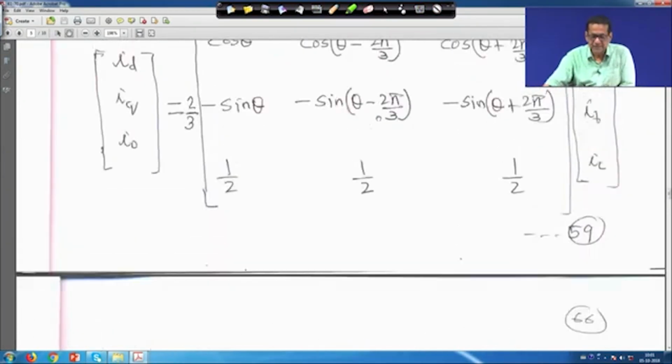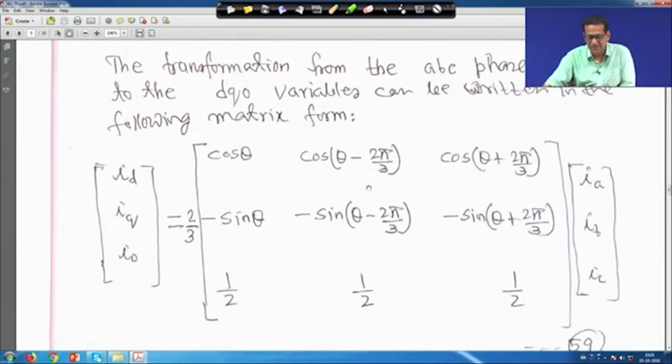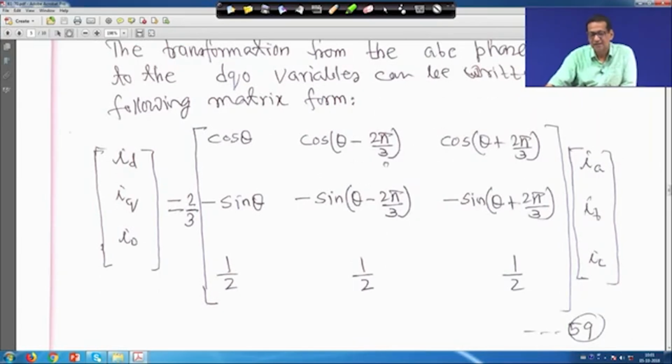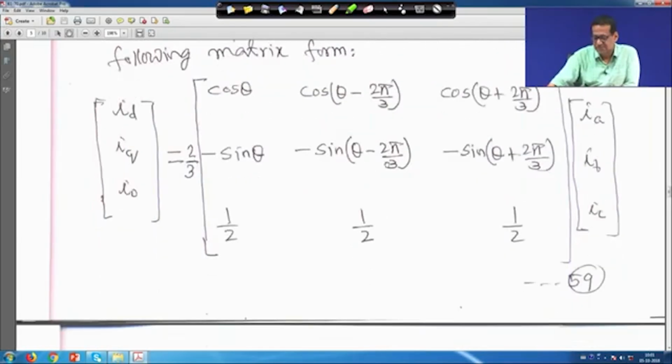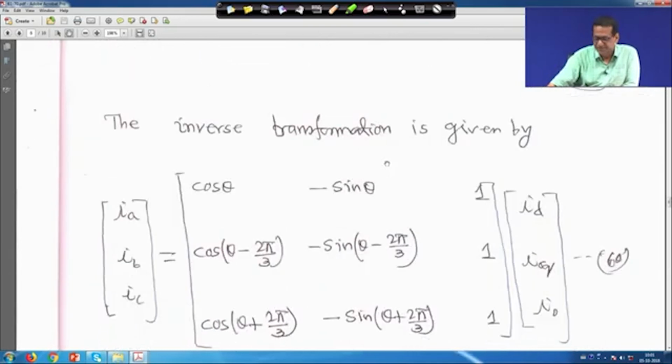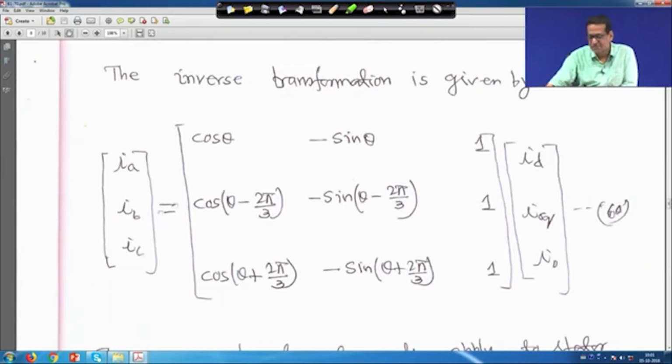So, if you take the inverse transformation of this, then IA, IB, IC will become basically: cos theta, minus sin theta, 1 in the first row; then cos(theta minus 2 pi by 3), minus sin(theta minus 2 pi by 3), 1; then cos(theta plus 2 pi by 3), minus sin(theta plus 2 pi by 3), 1.